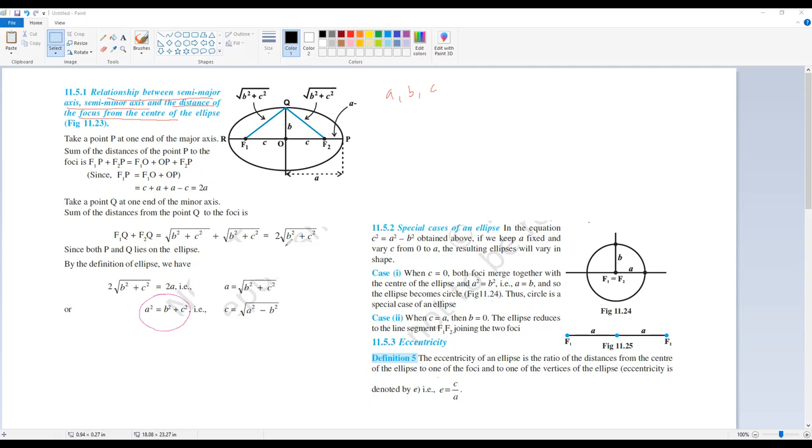I'll just tell you very quickly how it came. Look, P is a point on the ellipse. Q is also a point on the ellipse. Both are points on the ellipse. Our fixed points are F1 and F2. So we know PF1 plus PF2. Similarly, you can find QF1 plus QF2.